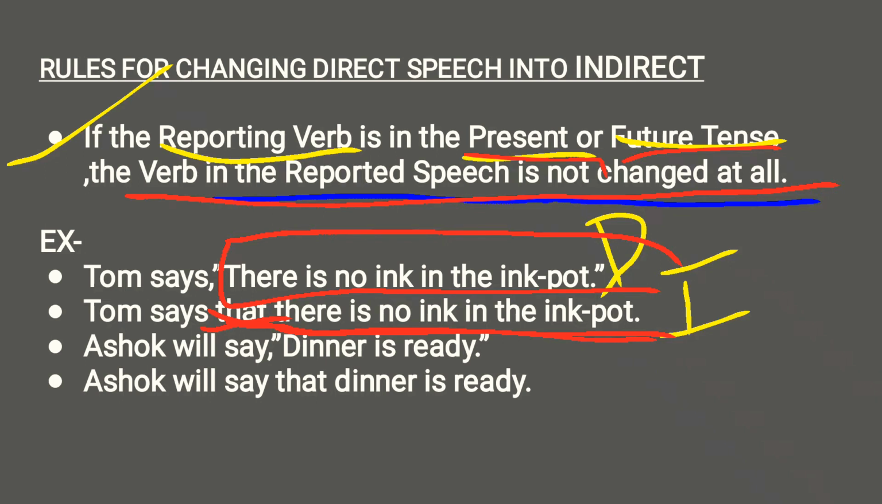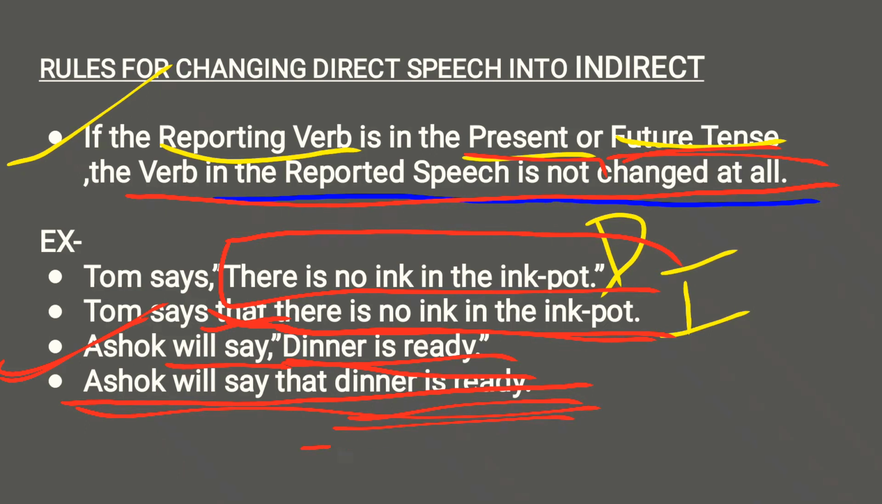Let's see another example here. Ashok will say dinner is ready. Since there is will, we know that this is in future tense, yes or no? Just simple. So here the reported speech verb will not change. Ashok will say that dinner is ready. Simple. I have just added the conjunction that and written the exact reported speech in the indirect speech. I hope this is clear.